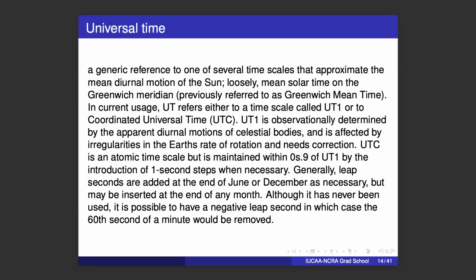So now what is this? Why UT1 and UTC? Why can't you just call it UT? The reason is that UT1 is observationally determined by the apparent diurnal motions of celestial bodies and is affected by irregularities in the Earth's rate of rotation. The Earth's rate of rotation is largely, for all practical purposes, stable, but there can be jerks where it slows down or speeds up very slightly. Over the long term, it's slowing down.